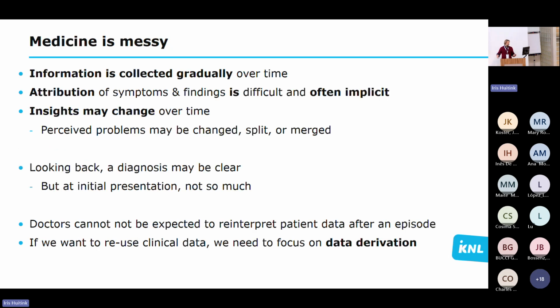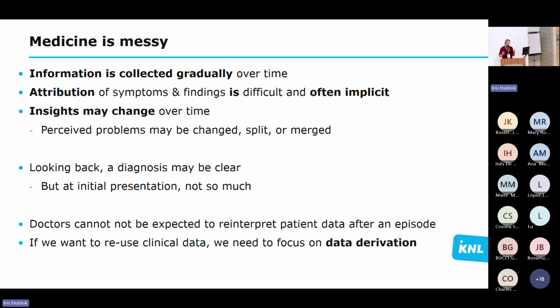So to make this a little bit more clear, medicine is messy. How many doctors do we have here, actually? That makes 3. I'm glad we have so many researchers here, right? Because this is important to research.